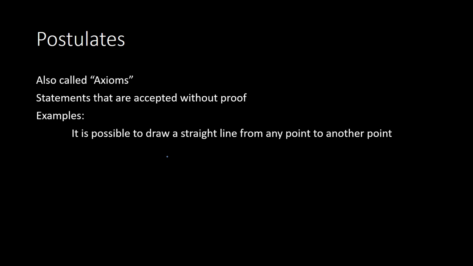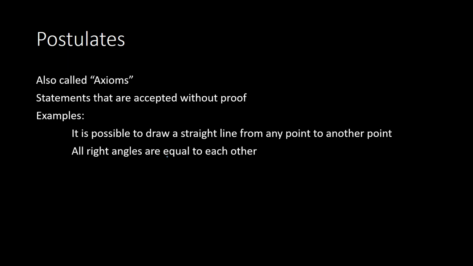So for example, we can say that this would be a postulate where it's possible to draw a straight line from any point to another point. If you have 2 points, it's obvious that you can draw a straight line between those 2 points. There's no need to prove that because it's obvious. And then another example would be that all right angles are equal to each other. Right angle means it makes a 90-degree angle. So obviously, every right angle is going to be the same size, right? They're all going to be 90 degrees. That's based off definition. So there's no need to prove that because it is self-evident. Okay, so that's the idea behind postulates or axioms.